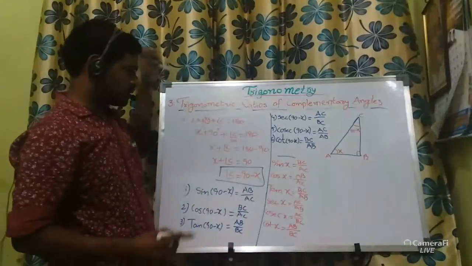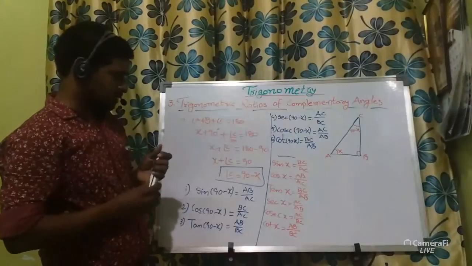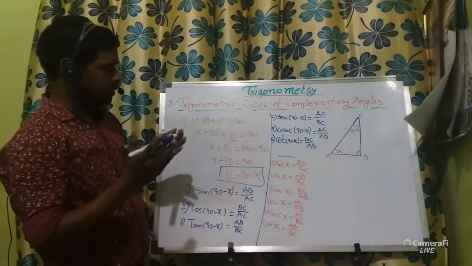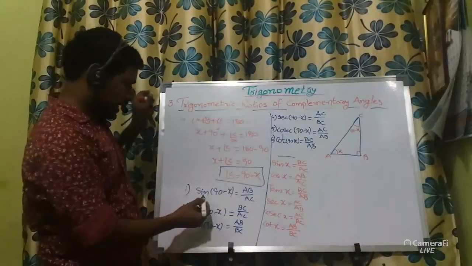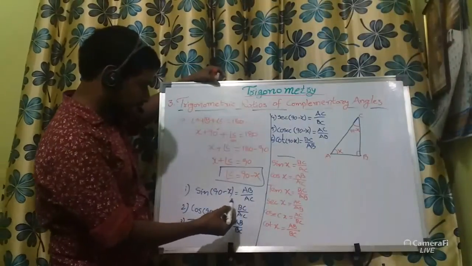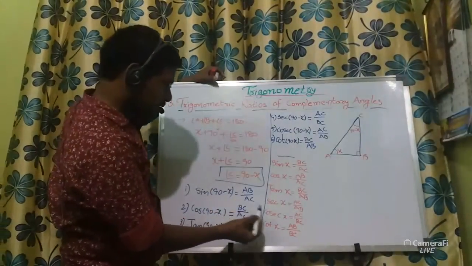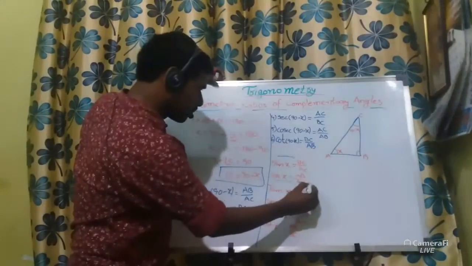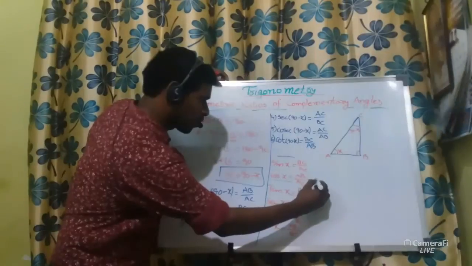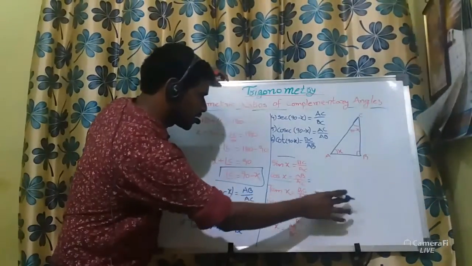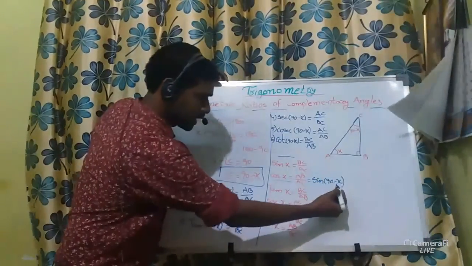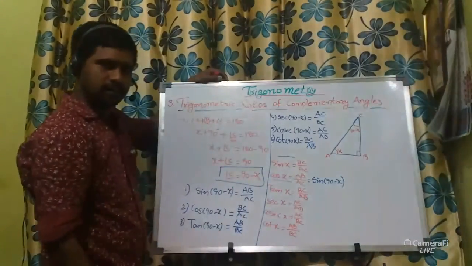Once you observe this, the blue color and red color angles I drew separately, because of that they coincide. So sin 90 minus x is equal to AB by AC. With respect to the angle x, cos x is also AB by AC. So cos x is equal to sin 90 minus x. Sin 90 minus x is equal to cos x.